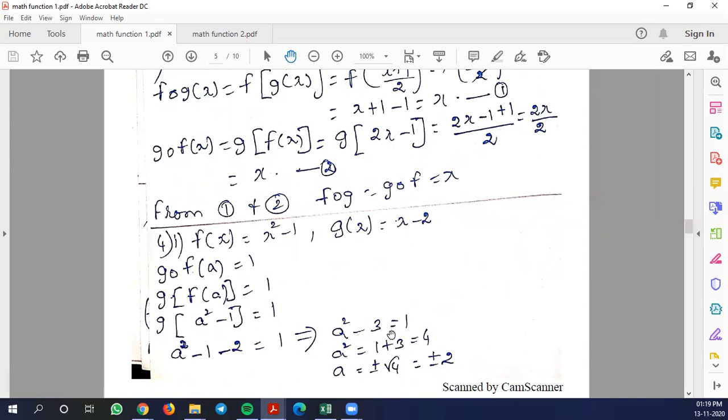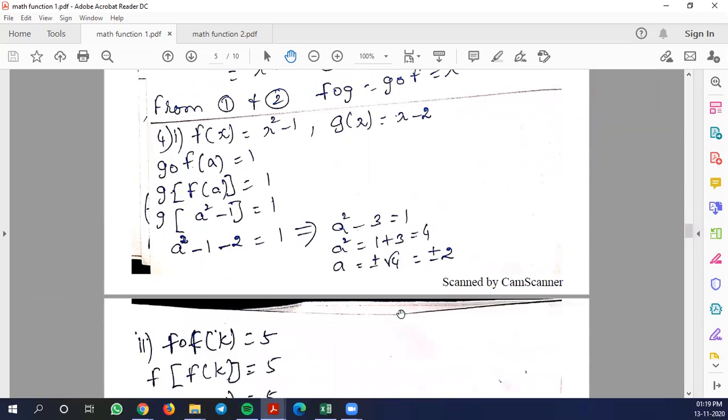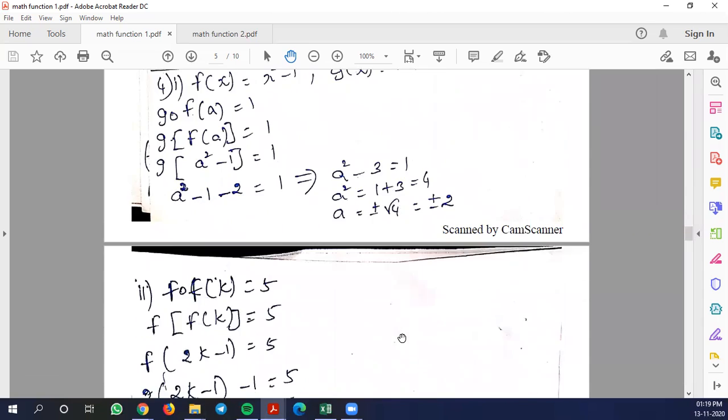So, a square equal to 1. Minus 3, if it goes, it becomes plus. 1 plus 3 is 4. A is equal to plus or minus root 4. That is equal to plus or minus 2. Square root means plus or minus 2.